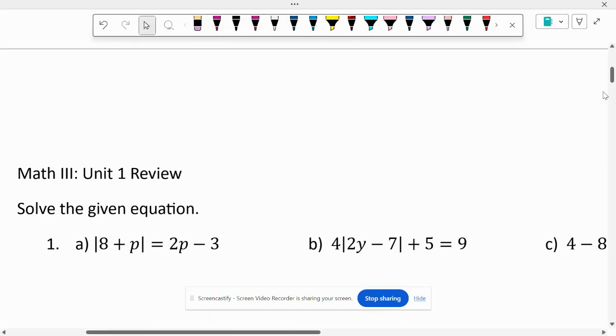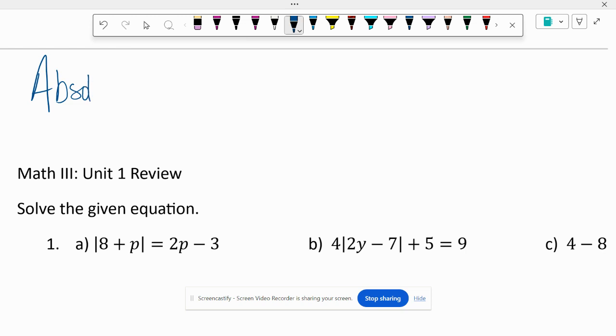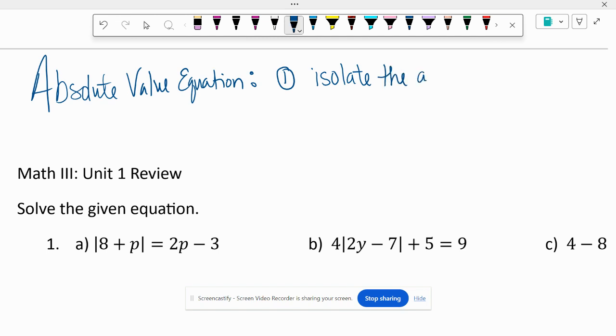Okay, so I'm going to make a couple of videos. The first one is going to be about absolute value equations, I think. A couple of things that you need to think about when you're solving an absolute value equation. The number one rule is you want to isolate the absolute value, which means that you need to get whatever is inside the absolute value all by itself on one side with everything else on the other.